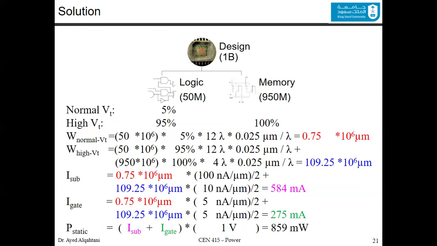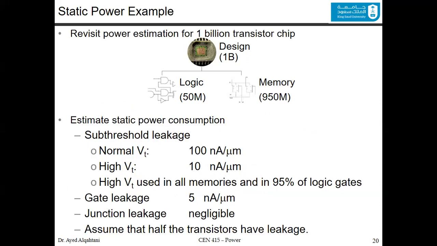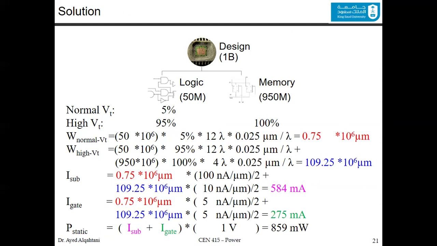So to solve this question, we said that the normal V threshold has 5% of the logic and 95% is high V threshold. For the memory, all of them have high V threshold. Again, we have the current given to us in terms of nanoampere per micrometer. So we need to find how many micrometers we have, and then we multiply by the current to get the current in terms of ampere. So we will get the width in the normal V threshold and in the high V threshold, because we are breaking it down this way.